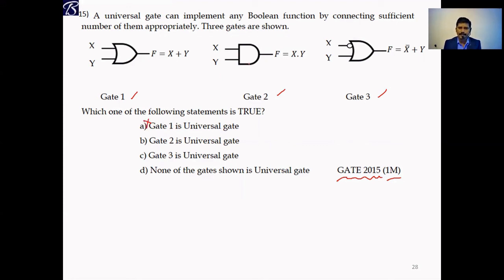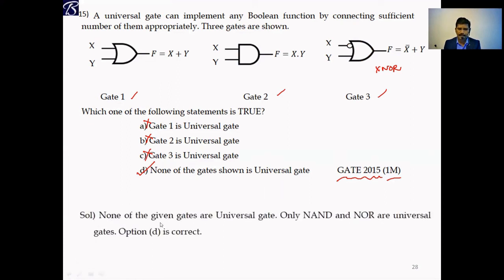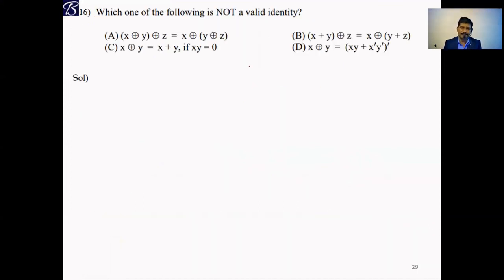Let us observe gate 2. It is an AND gate. This is also not correct. And gate 3 is an XNOR operation, with a bubble on one of the inputs, or it may be at the output also. XNOR is not a universal gate. So option D, none of the gates shown are universal gates, is correct. Let us check the answer. None of the given gates are universal gates. Only NAND and NOR are universal gates.